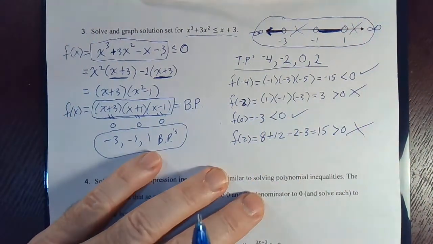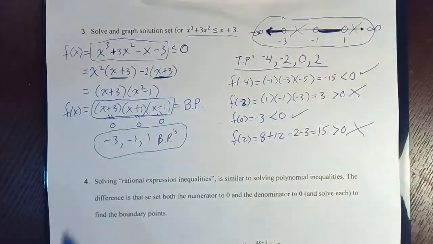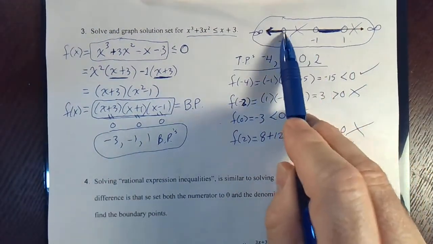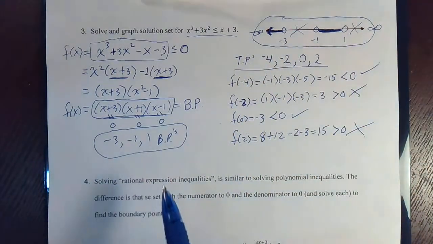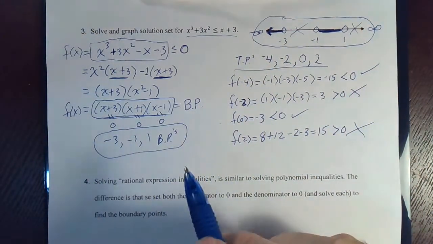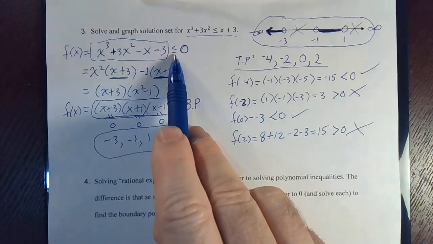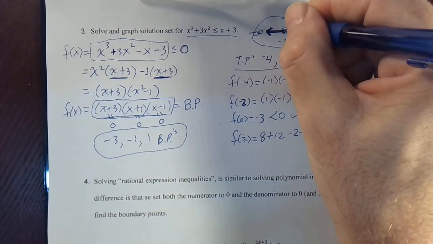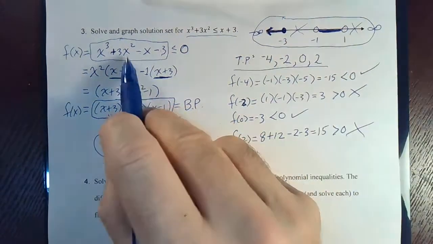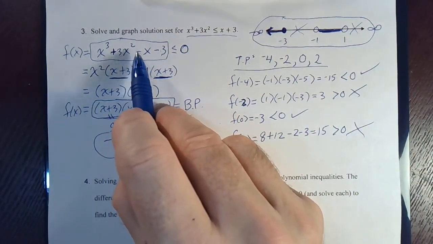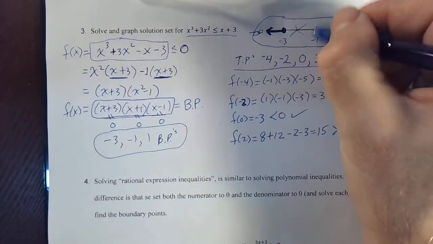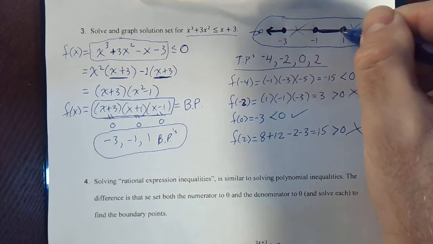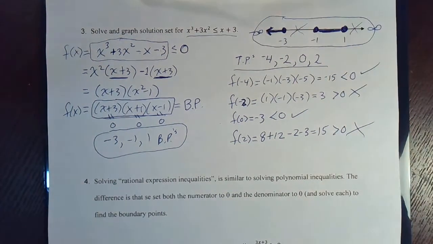Oh, last thing. I need to check the boundary points. Are they open or closed? Do I fill them in or not? And I do. I need to. I haven't done it yet. Because it's less than or equal, -3 actually works. You plug in a -3, you're going to get a 0. And 0 is less than or equal to 0. Same with -1. Same with the other 0, which is 1.